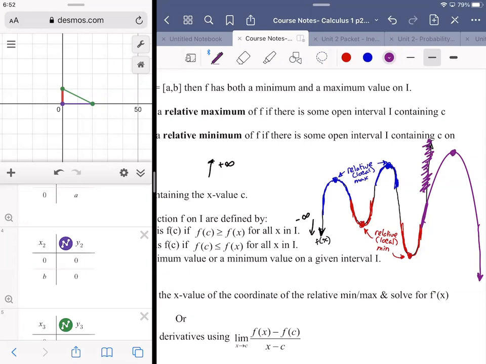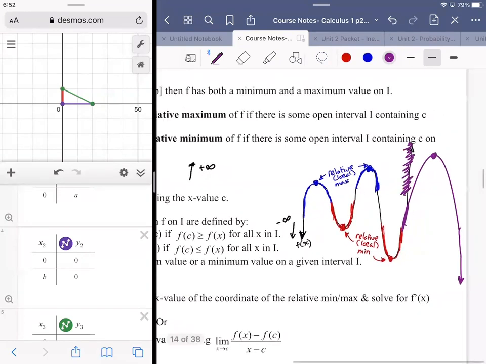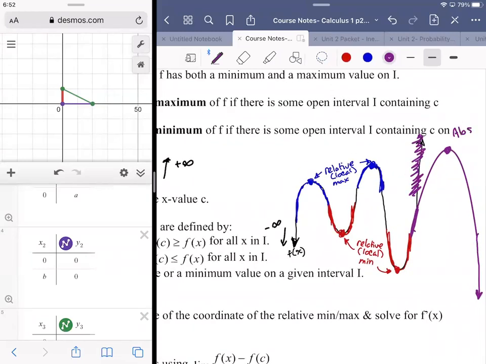So this would actually be a couple of things. It would be the absolute max. It would also be a relative or local max. The reason why it would be relative is because it still satisfies the definition of a relative maximum, where it's higher than the points that immediately surround it. It also happens to be the highest overall point in terms of y on your graph.